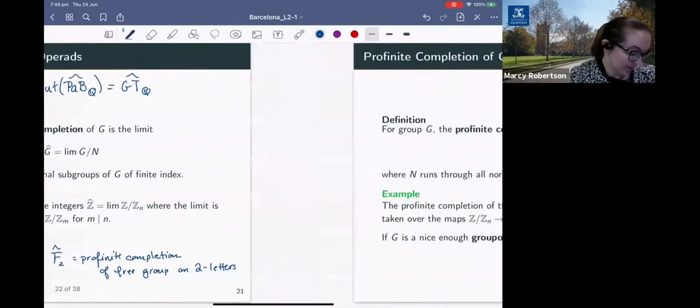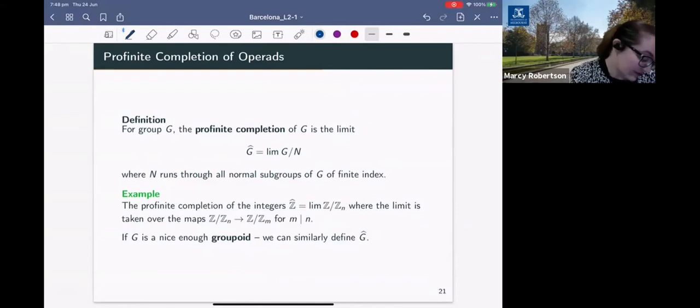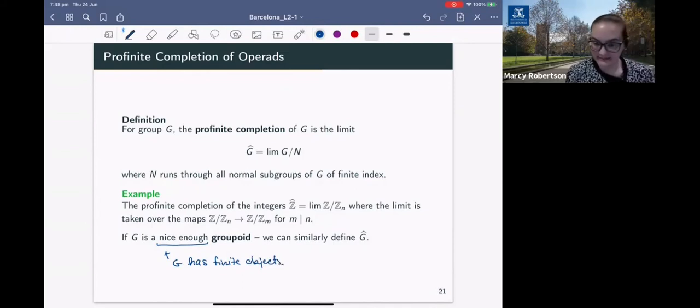Right. And in fact, if you have a nice enough groupoid, you can define this. You can also define the profinite completion of the groupoid G. And nice enough, so I think Geoffroy is the real expert on this, but I'll say that if G has finitely many objects, that's certainly nice enough, and maybe that can be relaxed more. I'm not sure, but we'll say that's good enough.